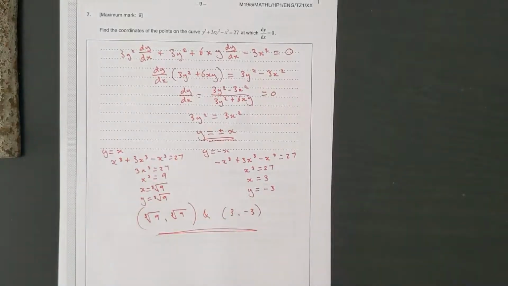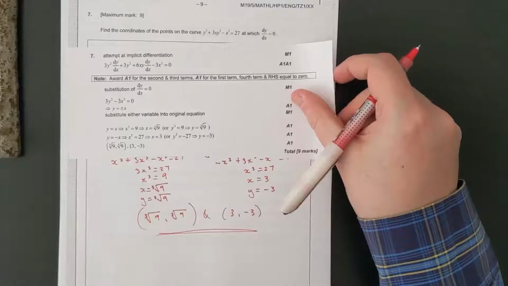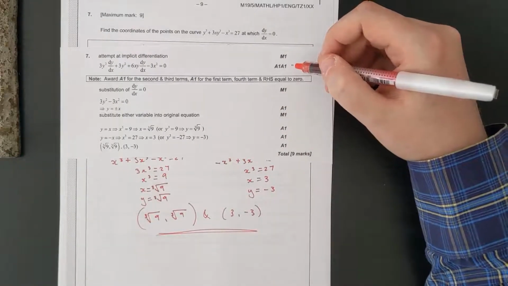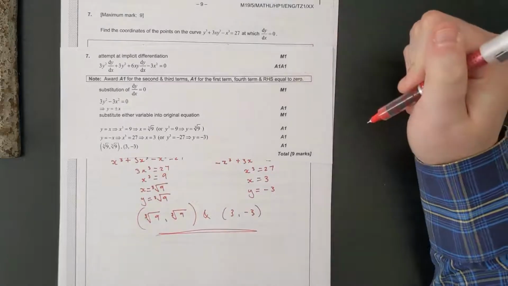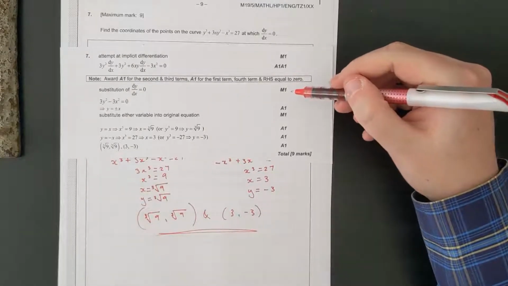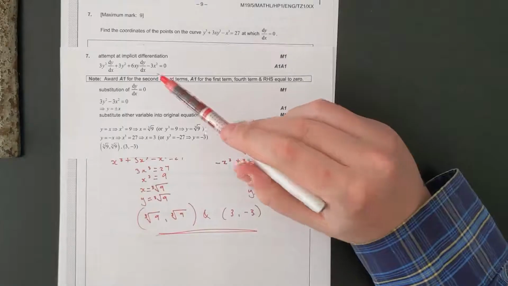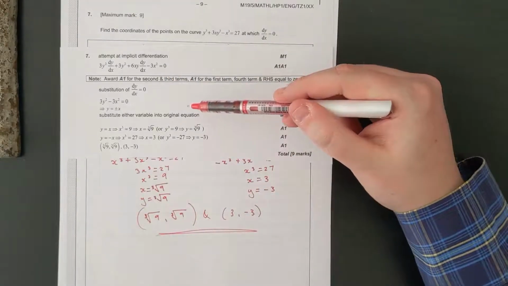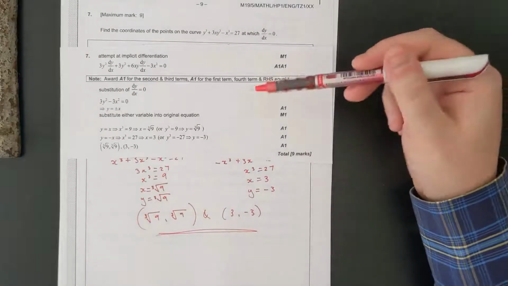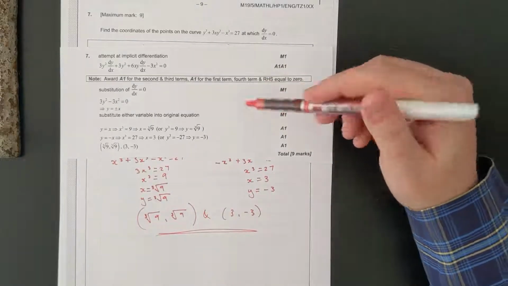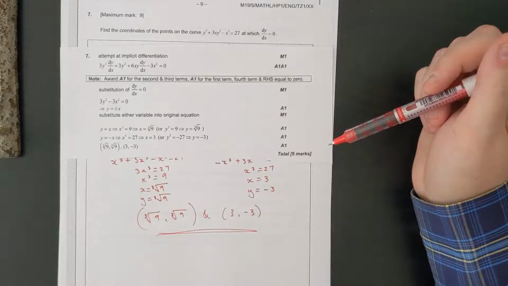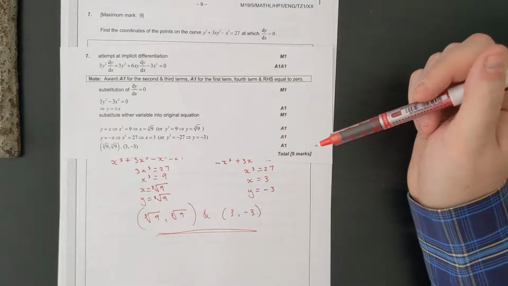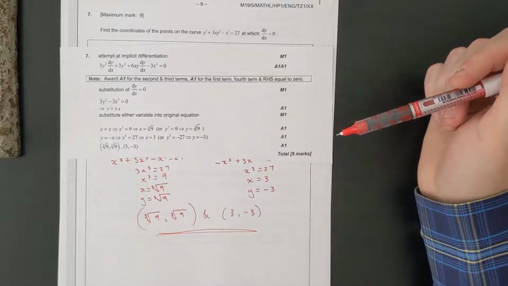If I look at my mark scheme for that, I get 1 mark for trying to implicitly differentiate, and then 2 more marks for doing that implicit differentiation correctly. I get 1 mark for setting dy/dx equal to 0, so I could actually just sub that into this equation here. That makes my life a little bit easier. 1 mark for solving that to get a condition linking y and x. 1 mark for substituting either variable into the original equation. 1 mark for solving each set of equations. And then 1 mark for writing out my coordinates.